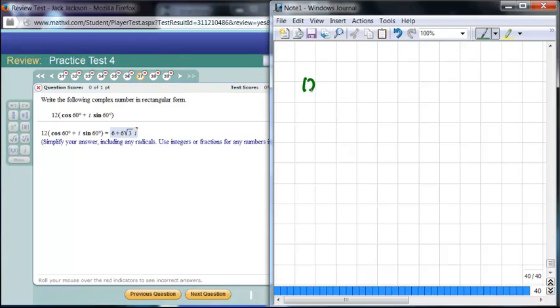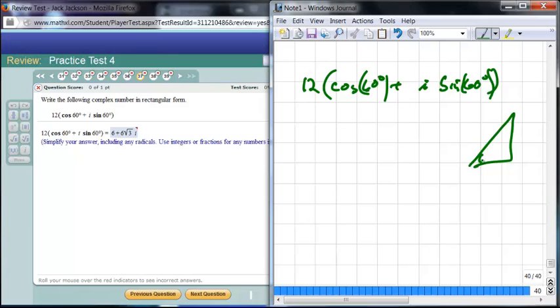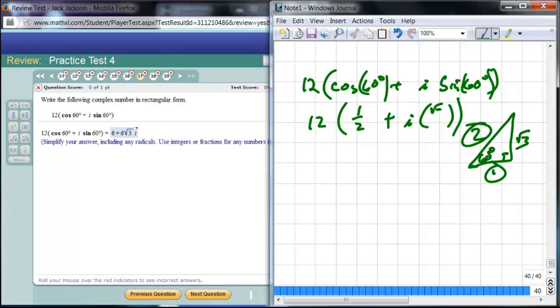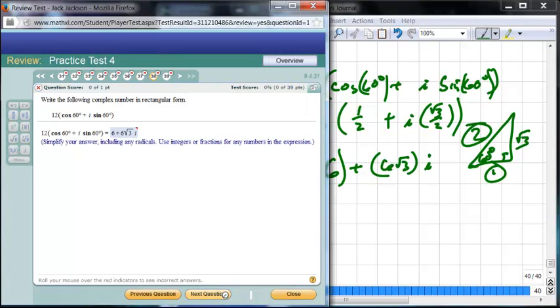Write it in rectangular form. 12 cosine of 60 degrees plus i times sine of 60 degrees. Okay, well, just work it out. Let's see. This is one of our special triangles we've been working with all semester. 60 degrees. Let's just use this 1, 2, square root 3. Cosine of this is 1/2. Sine is square root of 3 over 2. Distribute the 12. So this is 6 plus 6 square root of 3 i. Okay, next question.